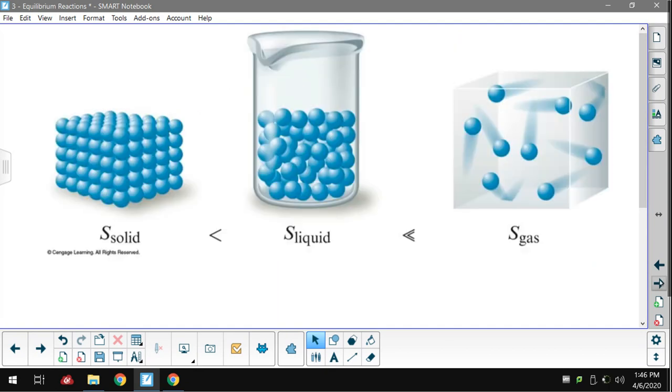Another example, the solid, liquid, versus gaseous phases of matter. Here a solid is all nice and orderly, low entropy. Liquids have a little bit more entropy, more disorder than the solids, and then gases have even more disorder than the liquids or the solids. So high entropy for gases, low entropy for solids.